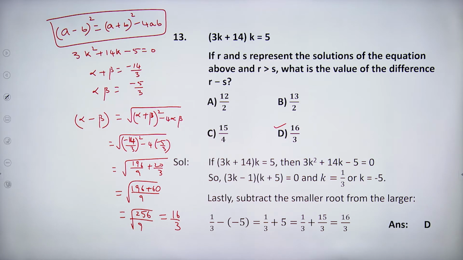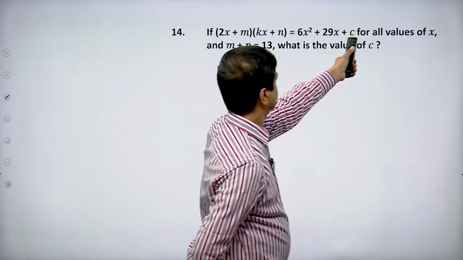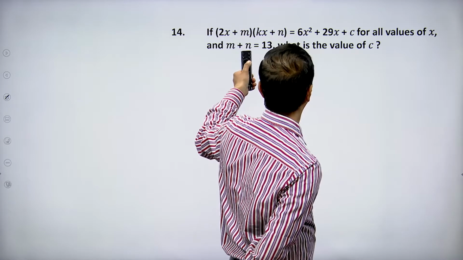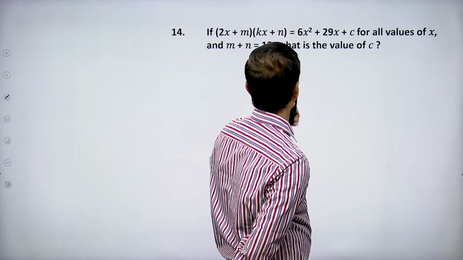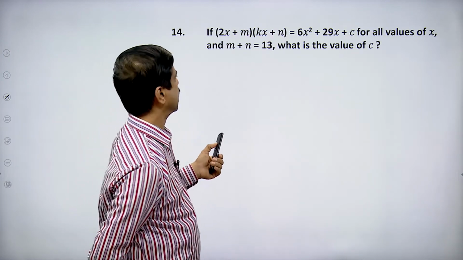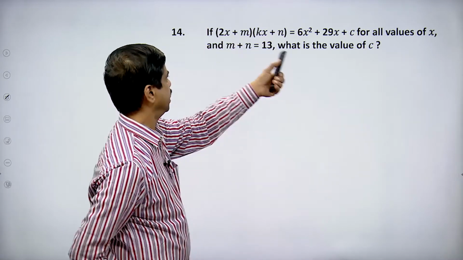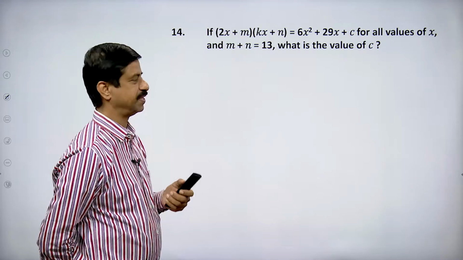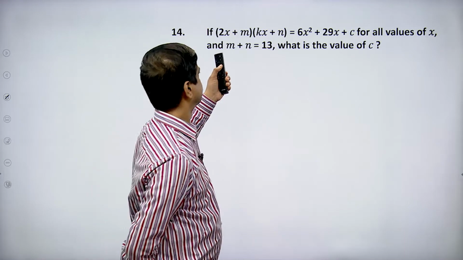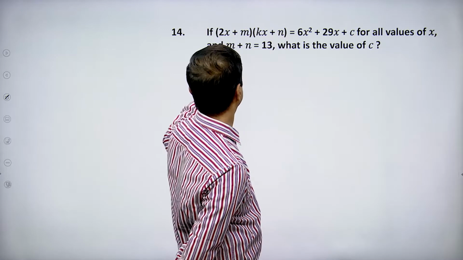Yeah, let us go to the next question. This equal to this, for what values of x m plus n is 13, and what is the value of c? Of course, c is mn, we got c equal to mn. So we should get m plus n equal to 13, m plus n equal to 13.